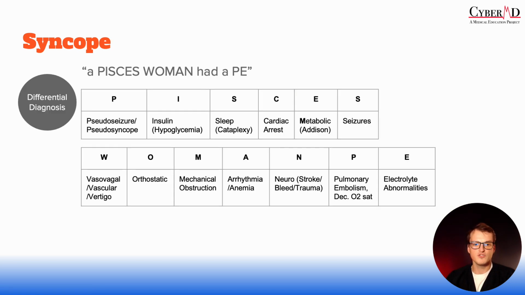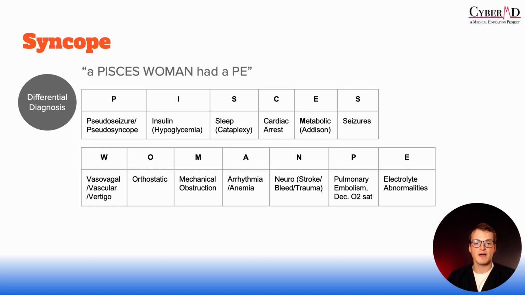All right, and I wanted to briefly run through a differential diagnosis of syncope. To assist in remembering a complete differential diagnosis, we can use the mnemonic "A Pisces woman had a PE," Pisces talking about your astrological signs. So let's break down each component of this mnemonic to explore the potential causes of syncope.